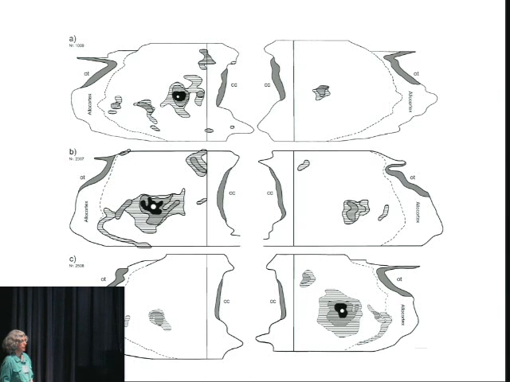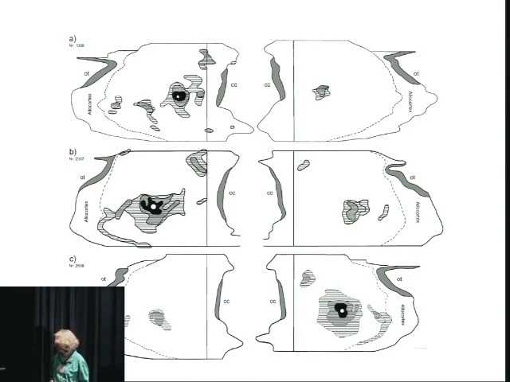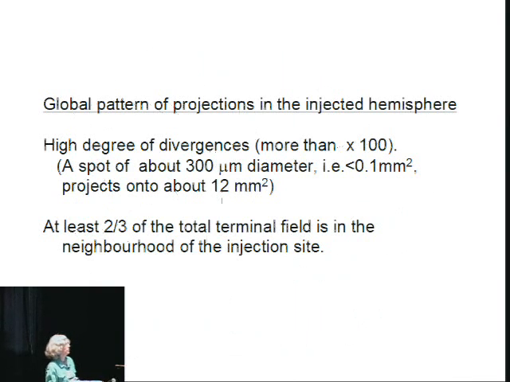Now the white spot shows the injection site and the region of uptake. So the neurons which have taken up the tracer sit in this white spot. And from there you see how the projections are distributed in the same or in the other hemisphere. Now, all these cases look very different from each other, which is not astonishing because the injections are into different cortical areas. But they have a few things in common, namely that in each case you have an enormous divergence, a high degree of divergence by more than a factor of 100.